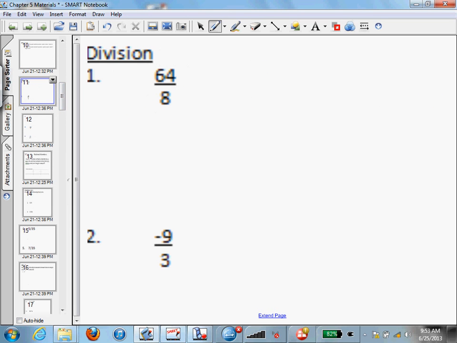So looking at division, number 1, we have a positive because there's nothing here, divided by a positive, so we know our answer is going to be positive. And we just carry out our division. 64 divided by 8 is a positive 8, or you can just write 8.